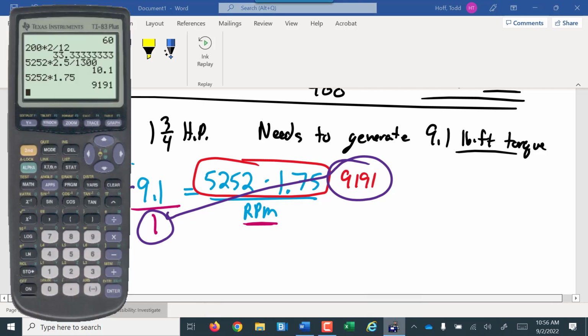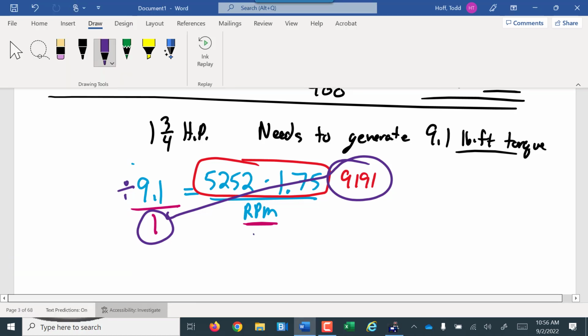What's that? Perfect. 1,010 is our RPM. You got it. So that motor needs to be operating at 1,010 RPM to achieve 9.1 pound-feet of torque.